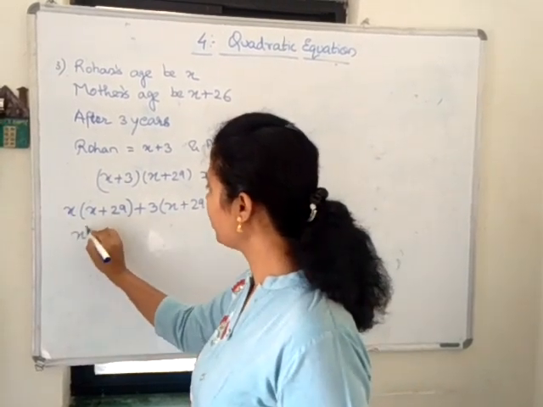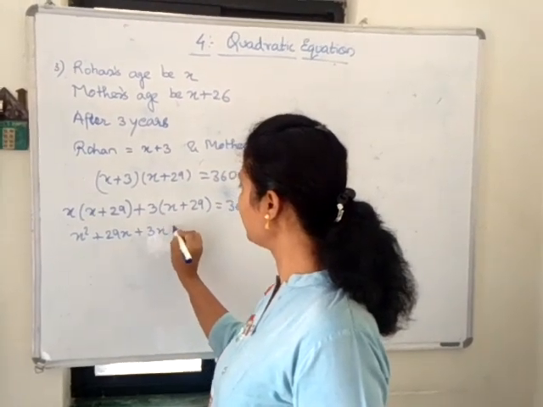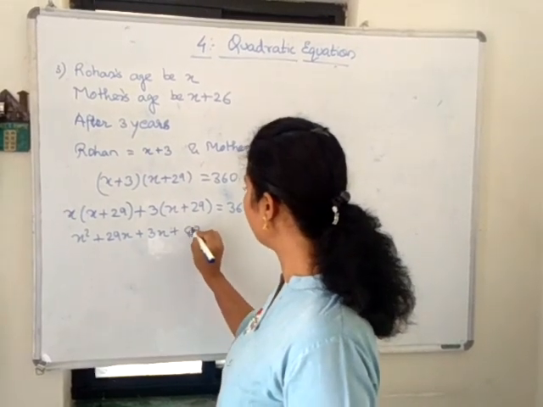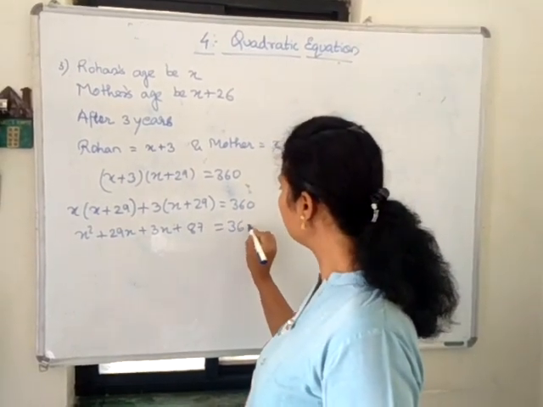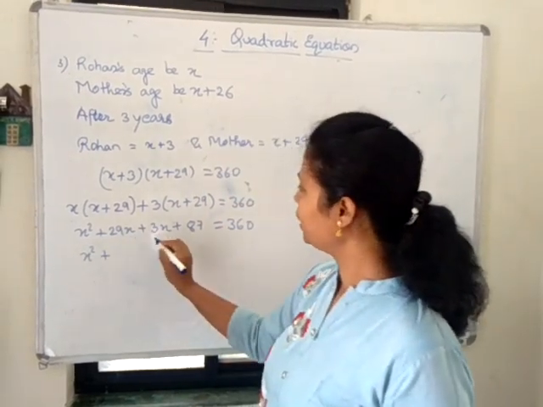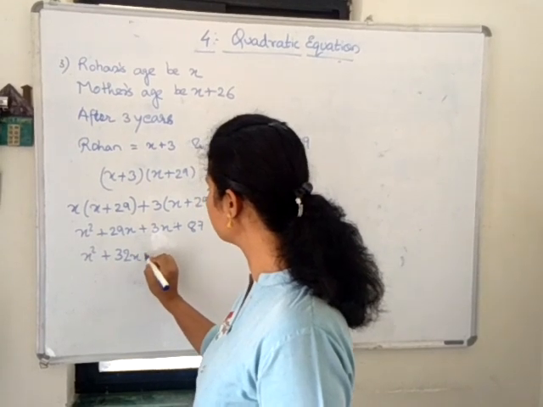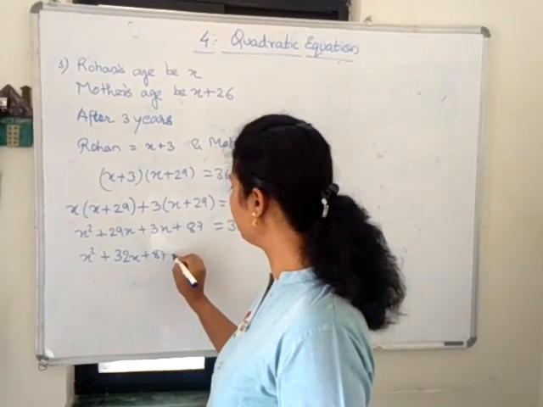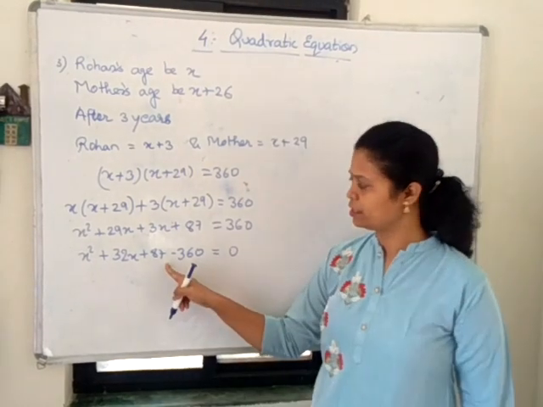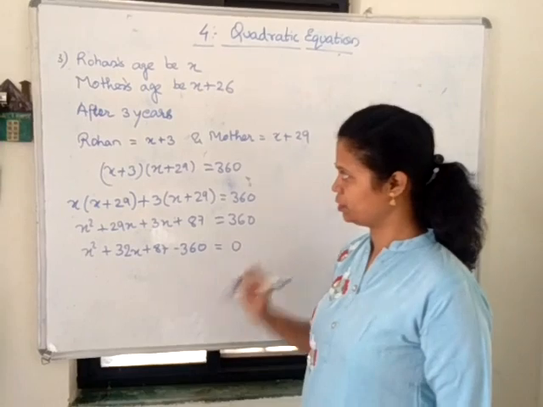Then x square plus 29x plus 3x plus 3 into 29, which is 87, is equal to 360. So x square plus 29 plus 3, 32x plus 87 minus 360 is equal to 0. And then here we subtract, isn't it? So we get the equation.